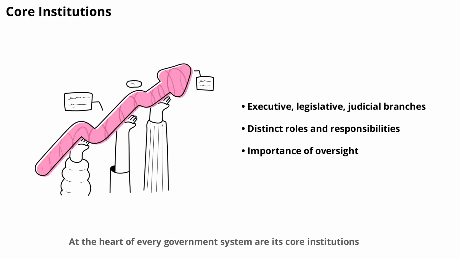At the heart of every government system are its core institutions. These include the executive, legislative, and judicial branches, each with distinct roles. The executive branch implements laws, the legislative branch creates them, and the judiciary interprets them. Maintaining these institutions involves ensuring they have the resources, independence, and oversight needed to function properly. Regular reviews, transparent processes, and clear lines of accountability help keep these branches effective and trustworthy. Let's look at how these institutions interact and support one another.